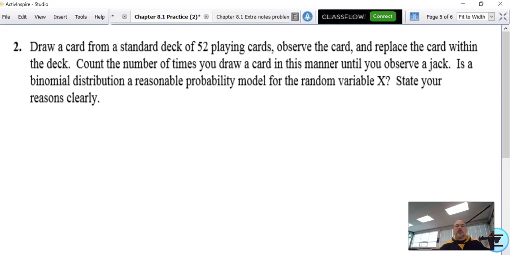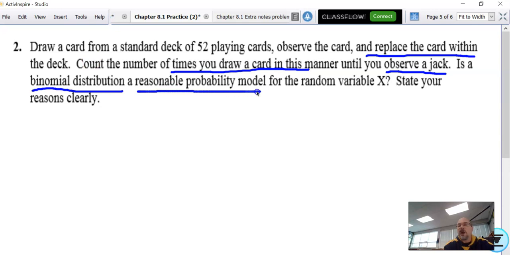All right, do I want to do the deck of... Oh, we want to look at this. Okay, so let's quickly look at this. If you draw a card from a standard deck of 52 playing cards, observe the card and replace it within the deck, count the number of times you draw a card in this manner until you observe a jack. Is this a binomial distribution? A reasonable probability model for this?